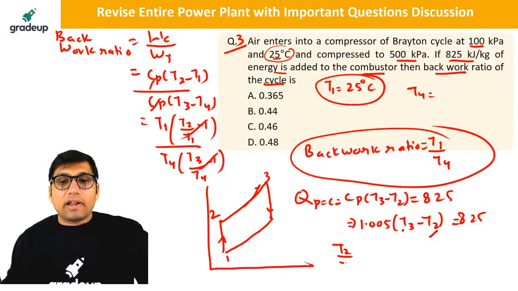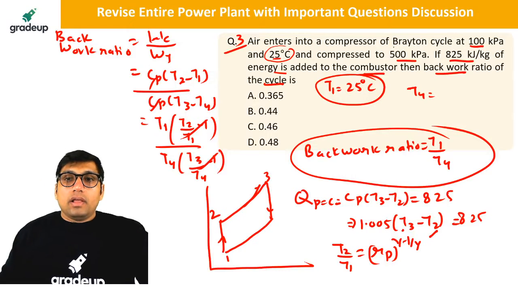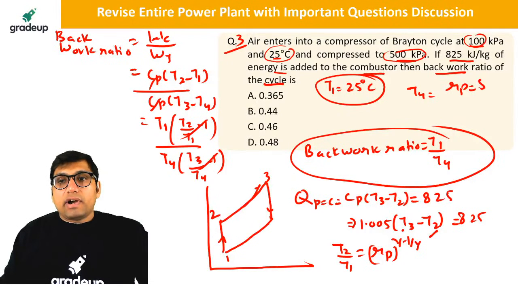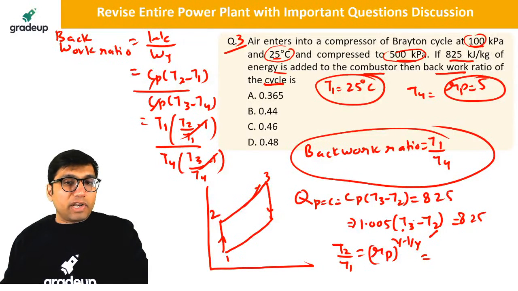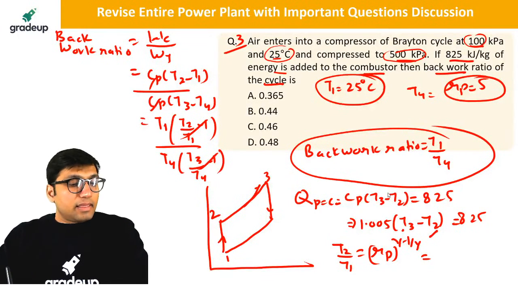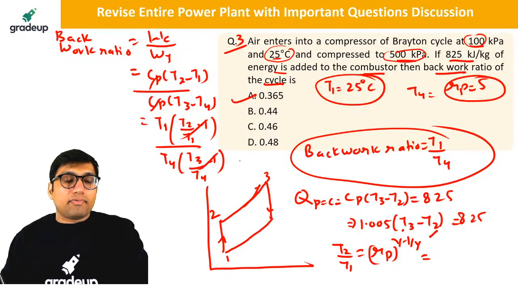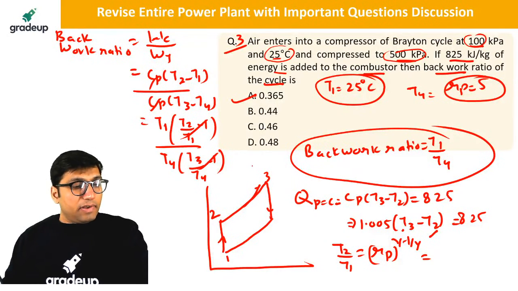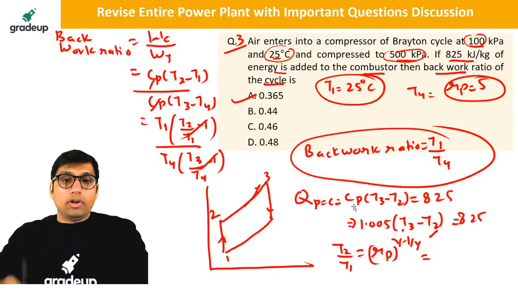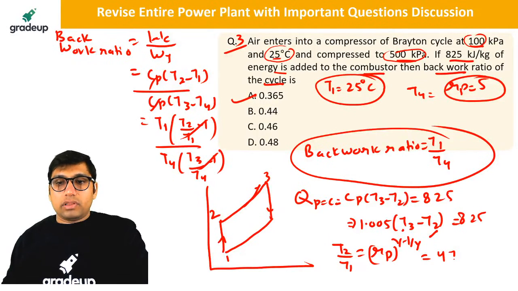You know that T2 by T1 is equal to pressure ratio over gamma minus 1 by gamma. Pressure ratio will be equal to what? This is 500, this is 100. So pressure ratio will be equal to 5. Just put the value, you will be getting T2. What is the value of T2? Yes, the answer will be option A. Very good, 0.365. Good, Deepak and TNV Kishore. So T2 will be 472 Kelvin from here.